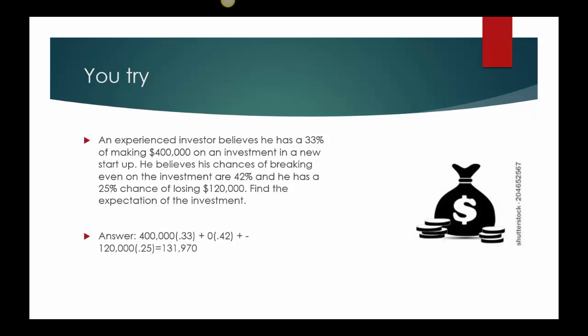Okay. So here we are with the answer. I have the outcomes of gaining $400,000 times 0.33, breaking even, which means 0, right? There's no net there, so it's 0 times 0.42. And then this plus a negative $120,000 times 0.25. Right? Putting that all together says his expected return on this investment would be $131,970.